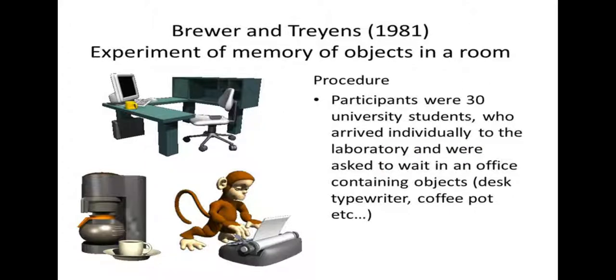So the procedure was they had a sample of 30 participants who were all university students. They arrived individually to the lab, and they were then asked to wait in an office individually before the study that they thought they were doing. In this academic environment, the office contained objects like a desk and a typewriter and a coffee pot, just as you would expect within an academic's office.